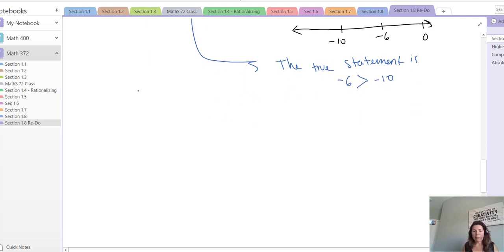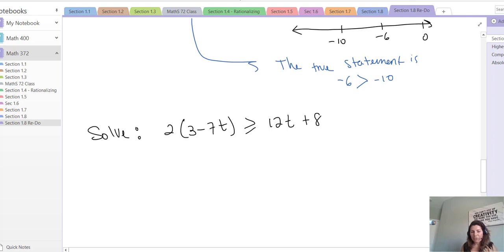So let's try another example. Let's solve the inequality 2 times (3 minus 7t) is greater than or equal to 12t plus 8. Our variable here is t, and again, we can treat it like an equation. Don't ever change the inequality though. By treating it like an equation, I mean we can add to both sides, subtract on both sides, and divide, except when we're dividing by a negative number.